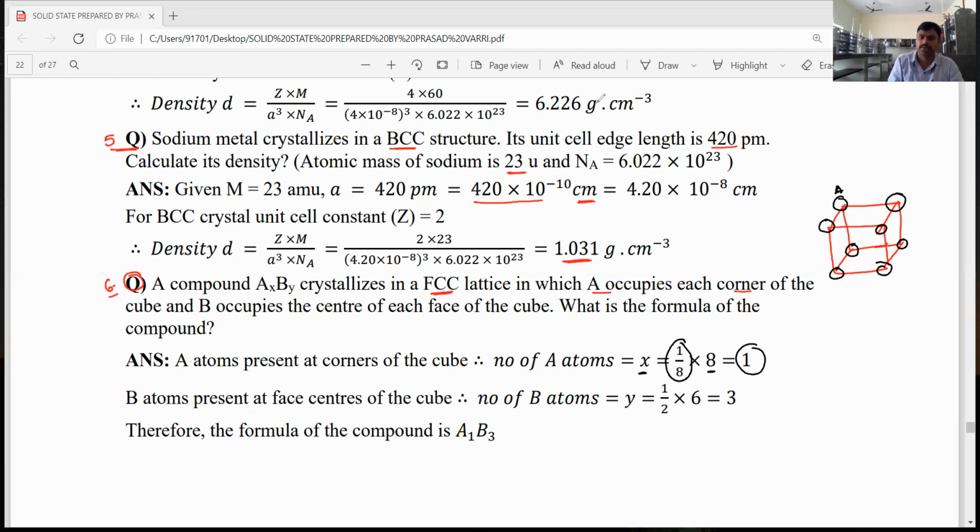In the same way, for the B atoms. Here B atoms are present at the face centers. There are 6 faces, and the contribution of an atom at a face center is 1 by 2. So 6 into 1 by 2 is equal to 3. The simplest ratio x to y is 1 to 3 only. Therefore, the molecular formula of the unit cell is A1B3 or AB3.